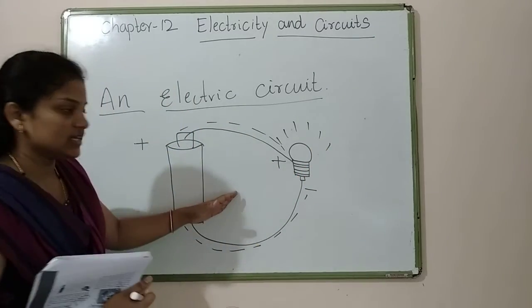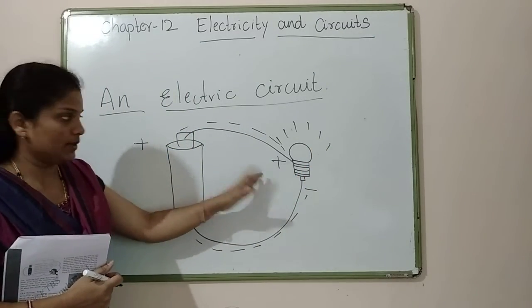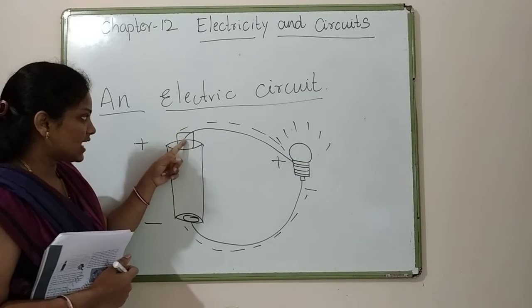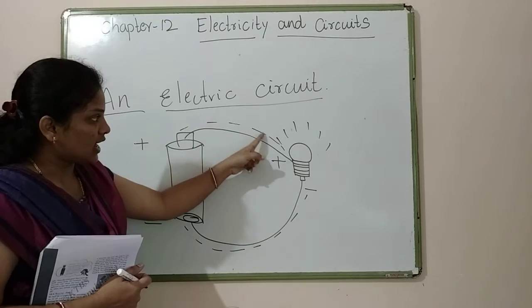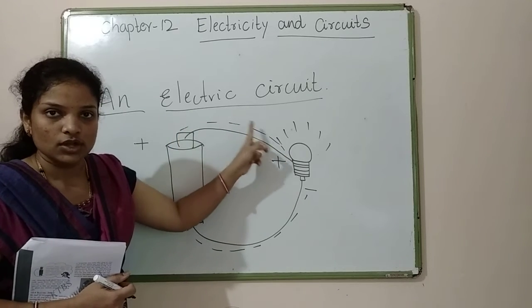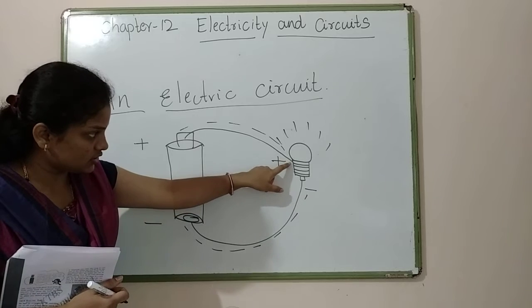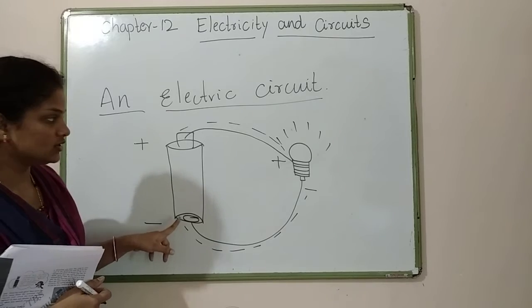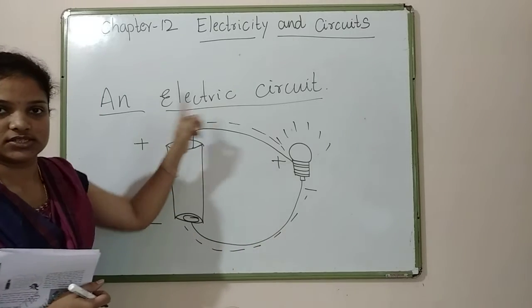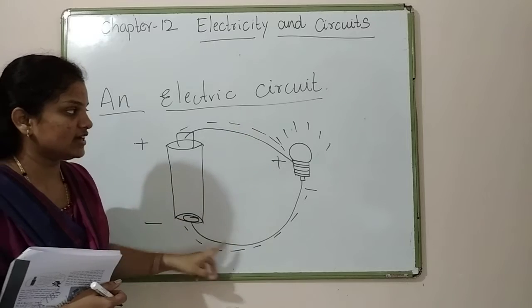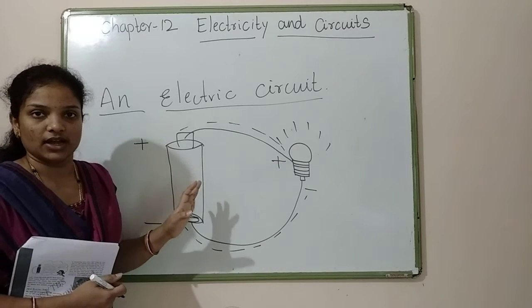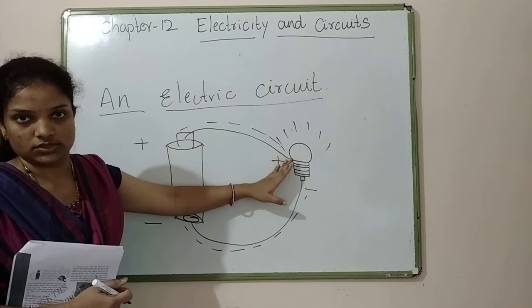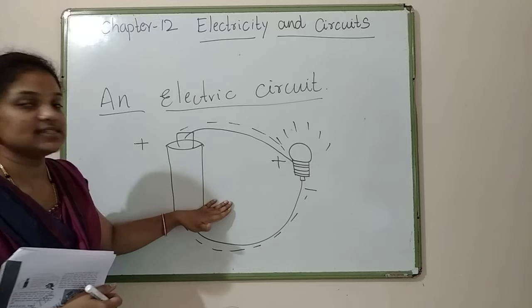As soon as you connect the cell to the bulb, the energy starts from the positive terminal. Always, energy starts from the positive terminal and flows to the bulb, and from the positive side to the negative side, it comes back to the cell again. So this is a continuous process, until the bulb is fused or the cell is weak. Until that situation, the current continuously flows and the bulb glows. So this is called a circuit.